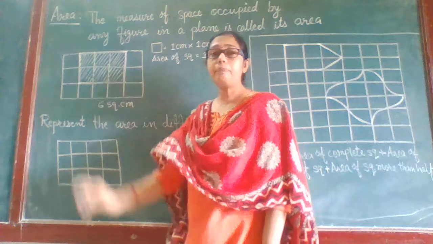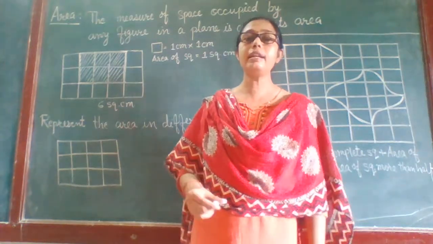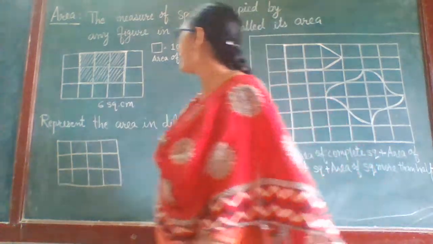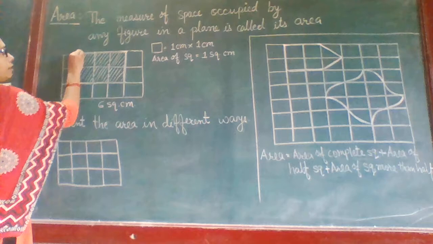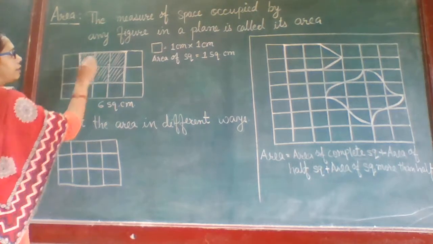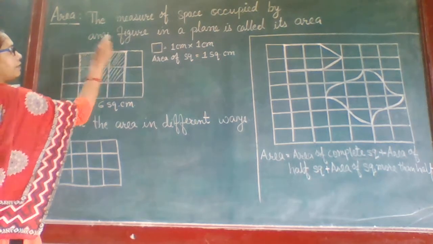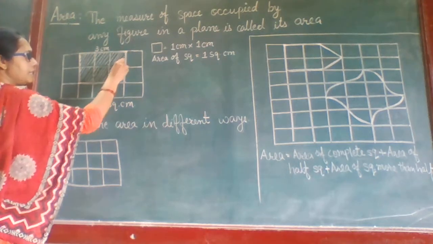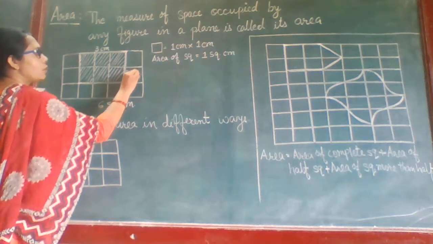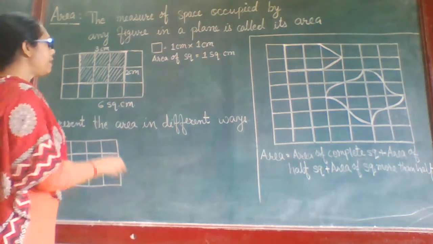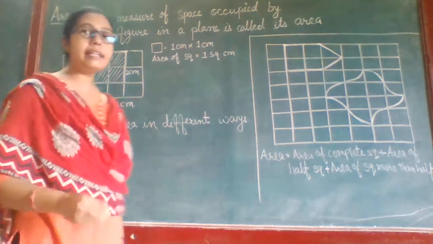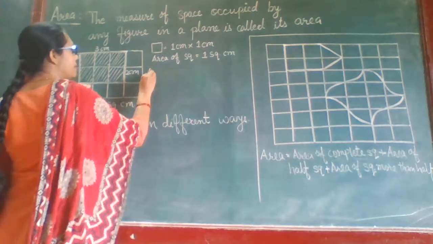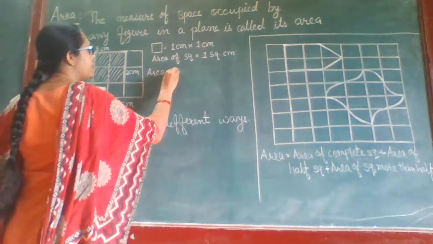If graph paper is not given to us, and only the lengths of the sides are given, how do we find the area? So we see what its length is. 1 centimeter, 1 centimeter, 1 centimeter. So it is 3 centimeter. And this side is 1 centimeter and 1 centimeter, which means 2 centimeter. And when we have to find area, area means side multiplied by side.